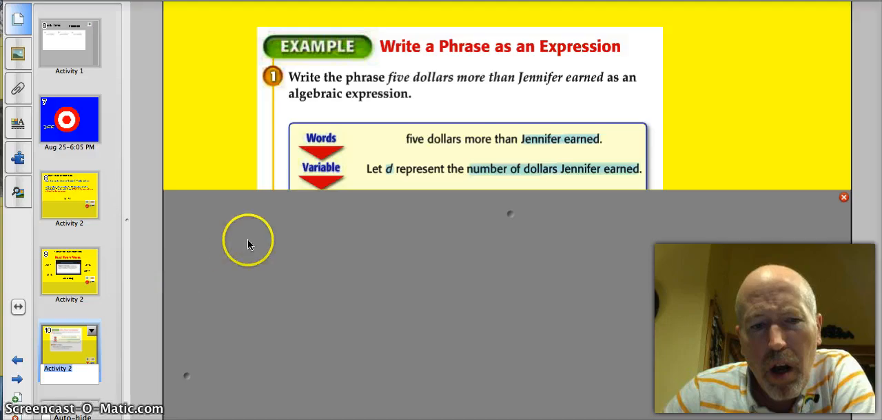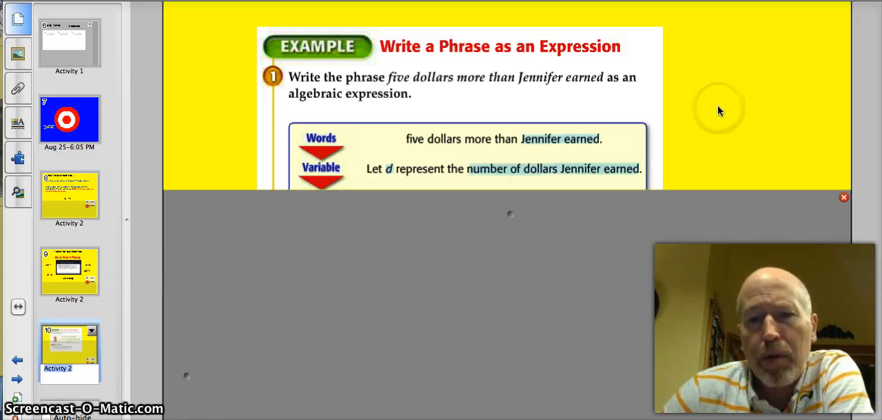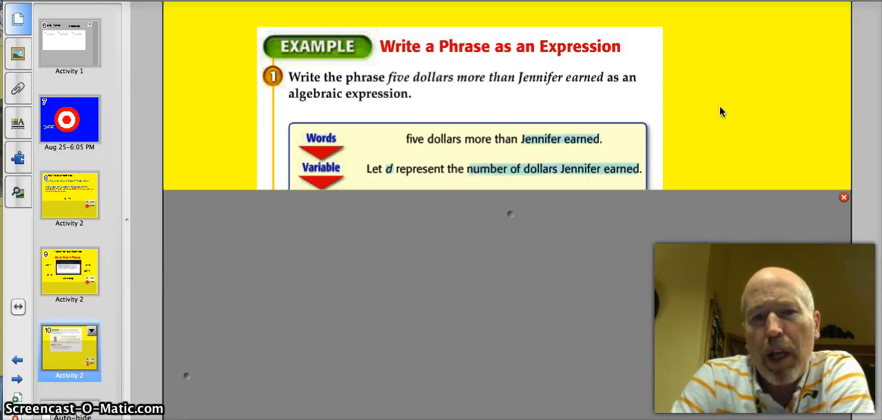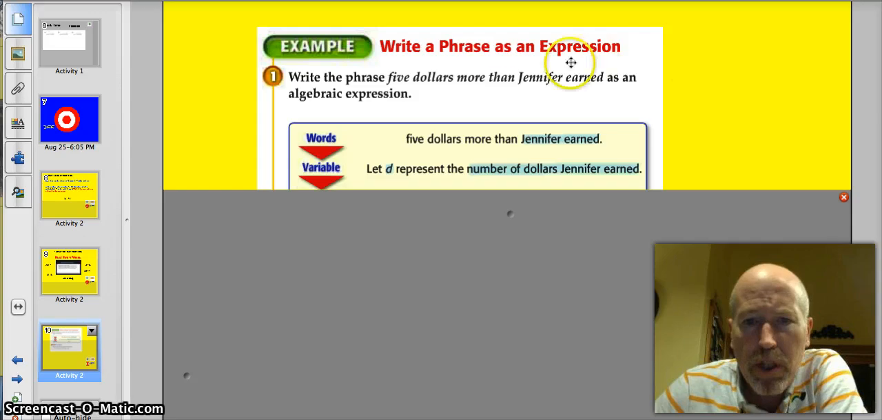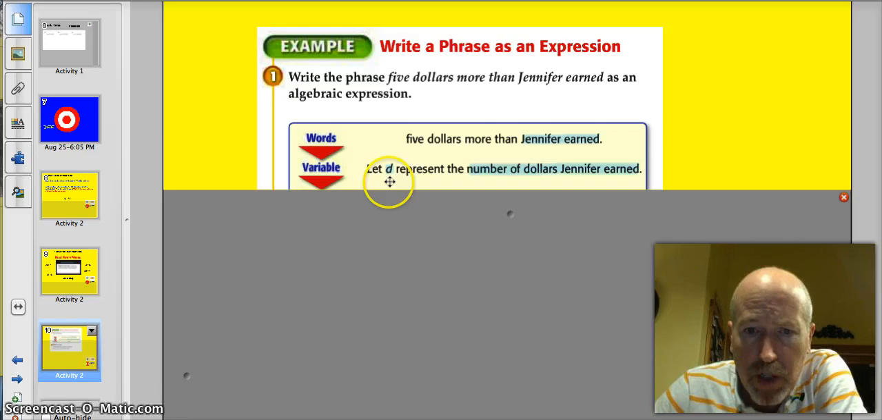Here's a little bit more in-depth example here. Kind of a real-life thing. Write the phrase $5 more than Jennifer earned as an algebraic expression. So here's the sentence, $5 more than Jennifer earned. All right, this is what we're trying to kind of express. So let D represent the number of dollars Jennifer earned.